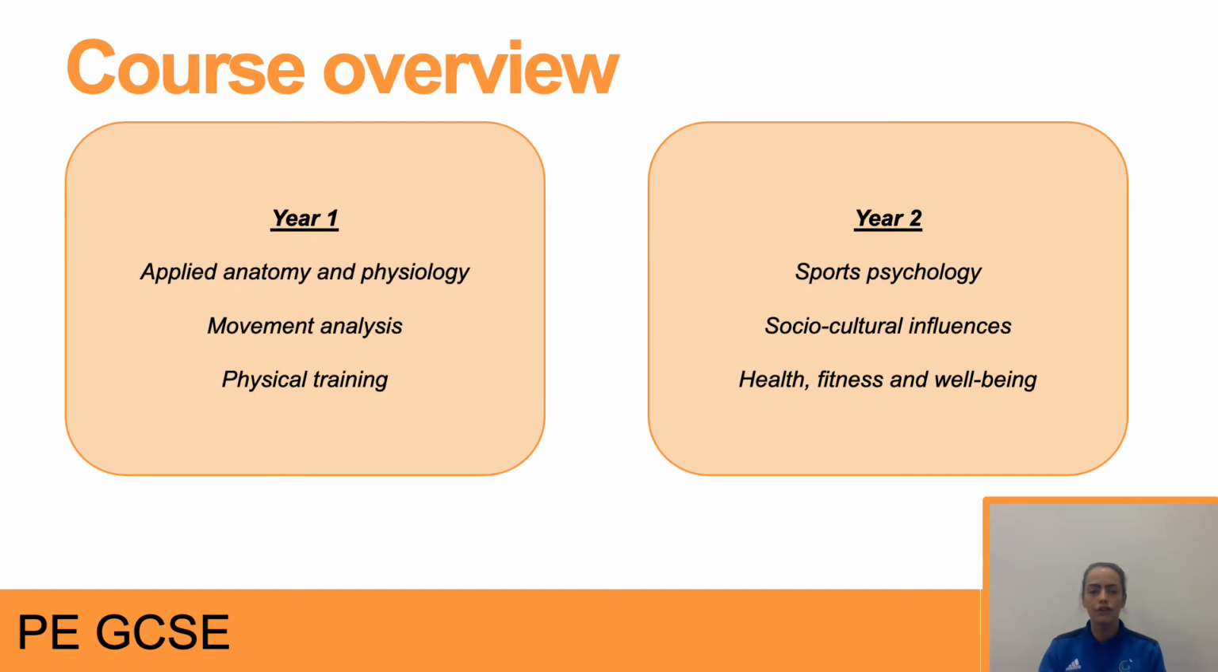In Year 1, the first thing that we look at is applied anatomy and physiology. Within this, it includes things such as the cardiovascular system, the respiratory system, the skeletal system, and the muscles. We then move on to movement analysis, which looks at levers within the body, different movements that happen at different joints, the planes and axes at which these movements occur around.